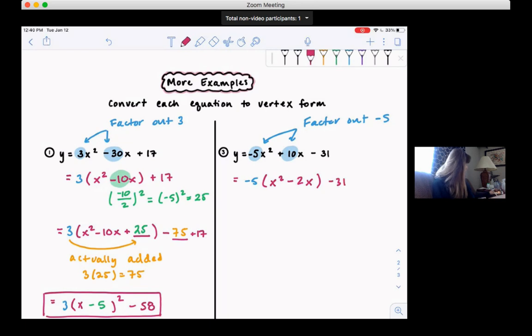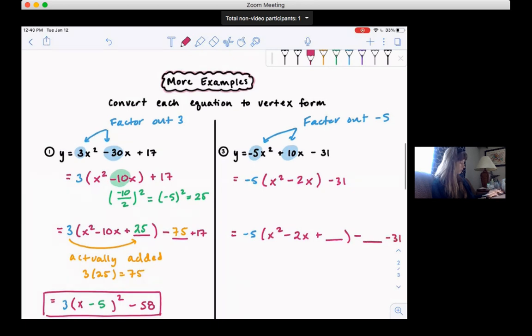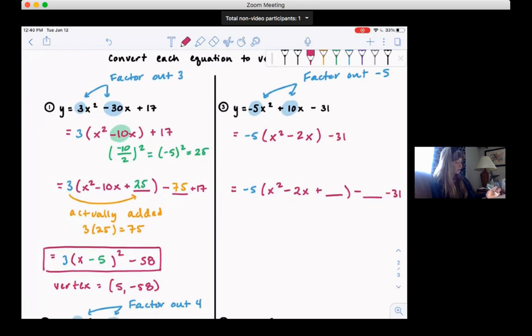Okay, so for our next step, we're going to complete the square. So we're going to have -5, and then we're going to open up a space inside our parentheses for us to add a number. That will turn that into a perfect square. And then we still need to subtract outside our parentheses, and we still have -31. Okay, so completing the square, we take our coefficient of x, -2, divide it in half, and then square it. That gives us -1 squared, which is +1. So we're going to add 1.